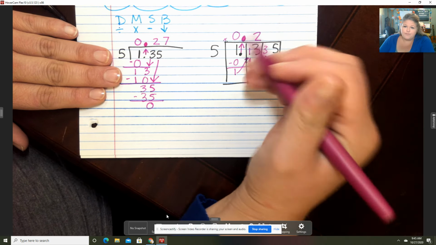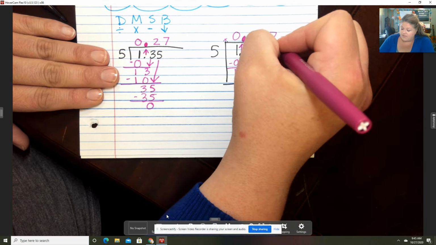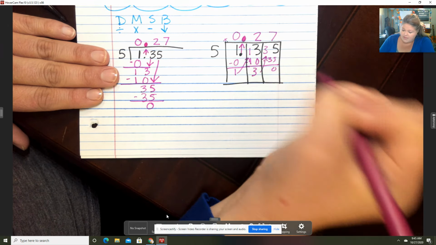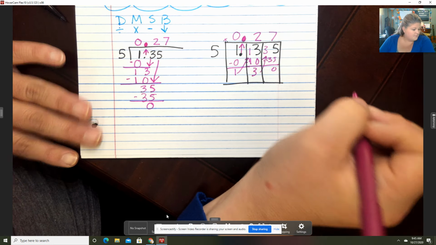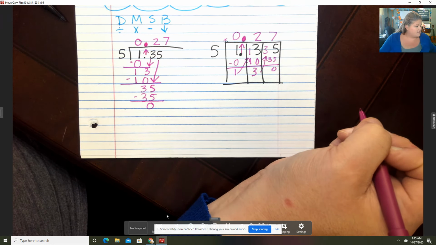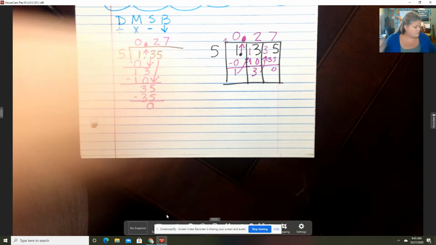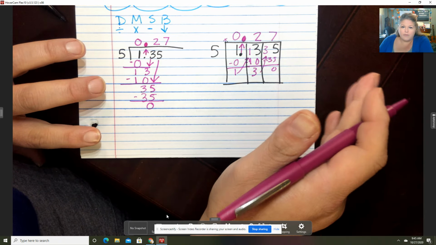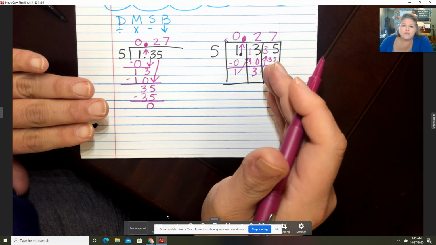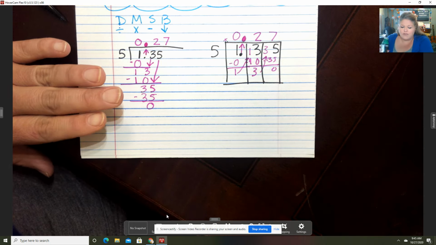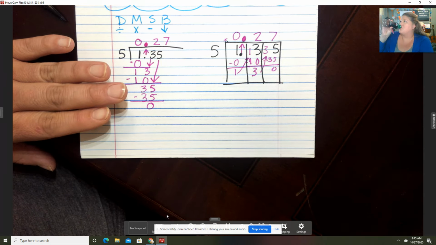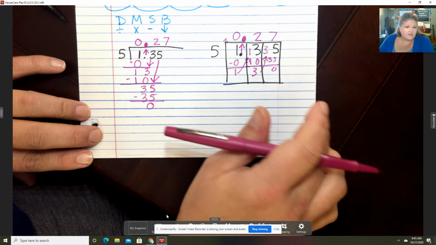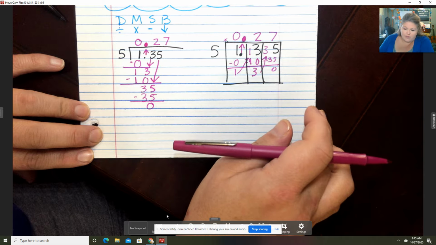So it's basically the same thing. It just looks different. 5 goes into 35 7 times. 7 times 5 is 35. Subtract that, and you have 0. Okay, so that is all we're going to do with that problem. But those are the 2 different ways that you can divide. And you just decide which way works for you. You can choose. We're going to practice a few more times, but you pick which way you like best, okay?